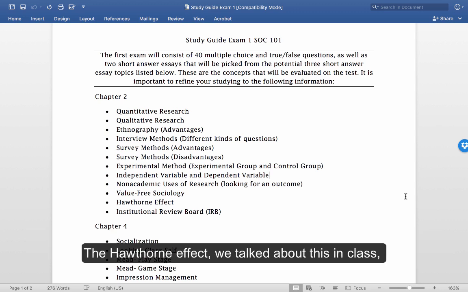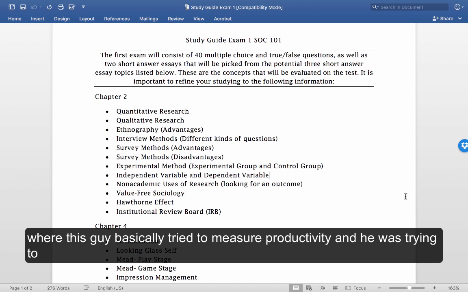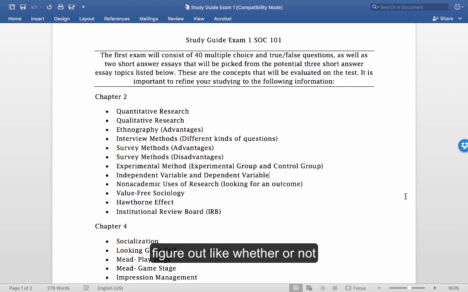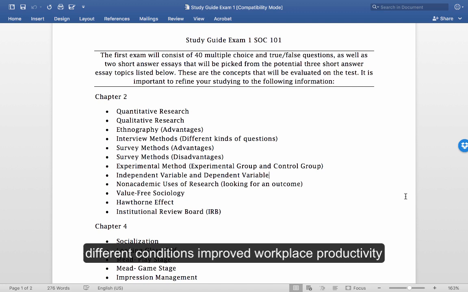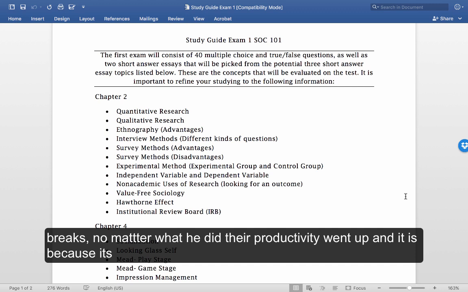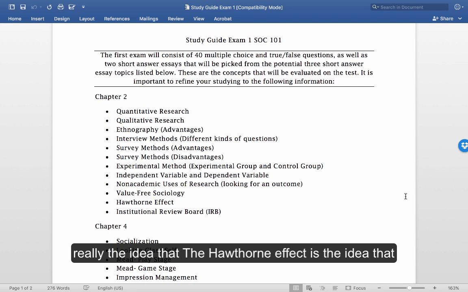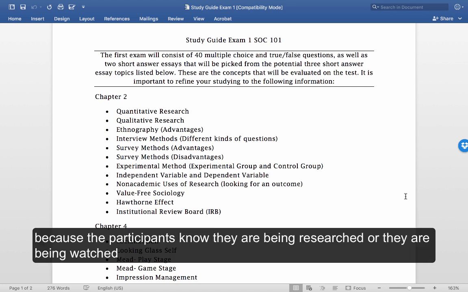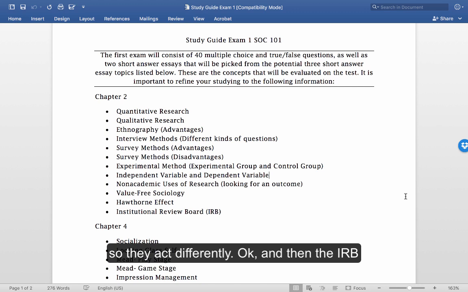The Hawthorne effect, right? We talked about this in class where this guy basically tried to measure productivity and he was trying to figure out whether or not different conditions improved workplace productivity. So he turned up the lights, he turned down the lights, he gave them breaks, he took away their breaks. No matter what he did, their productivity went up. And it's because the Hawthorne effect is the idea that sometimes the research itself has influence on participants, right? Because the participants know they're being researched or they're being watched, so they act differently.